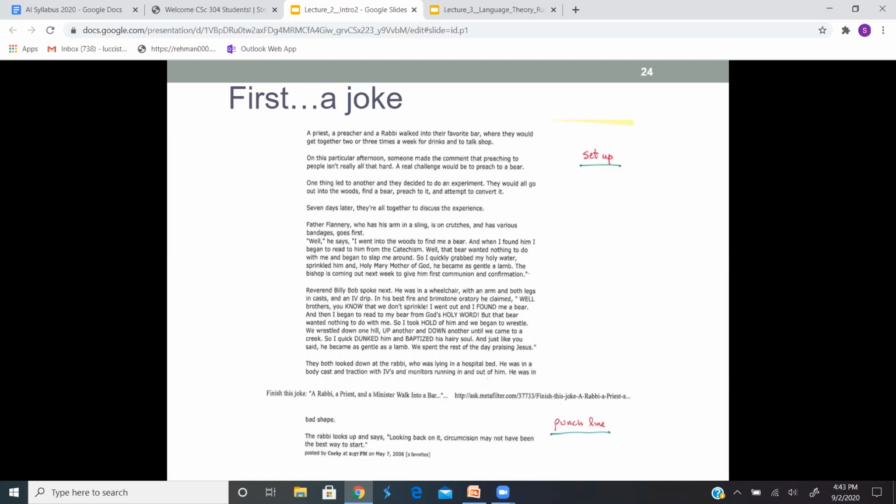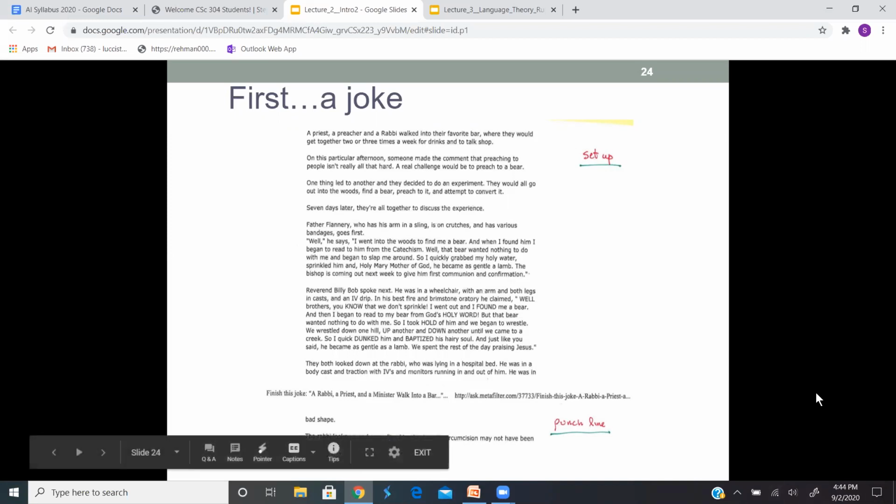And you've got a priest, a preacher, and a rabbi. And they're friends. They go into their favorite bar. So this is like a setup, which means if you're a comedian and I tell you this much, you should be able to make a joke up right now. And you should be able to tell us what the joke is. That's what a good comedian can do. This is called the setup or the premise, okay? Where they get together 2 or 3 times a week for drinks and to talk shop, all right?